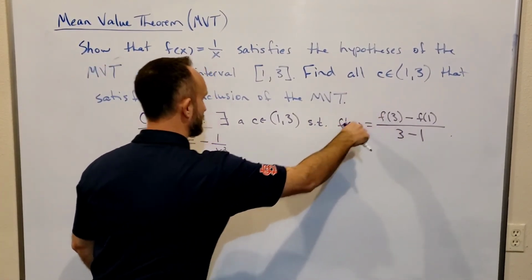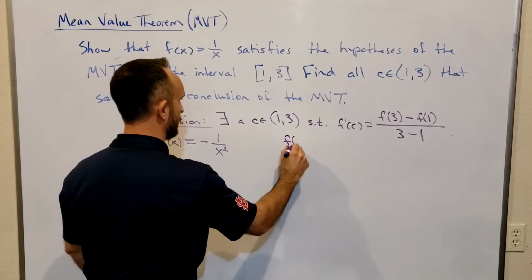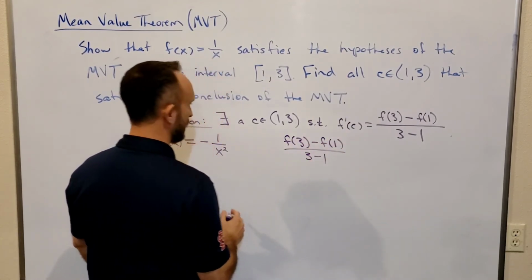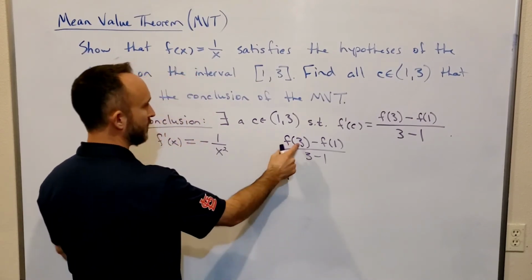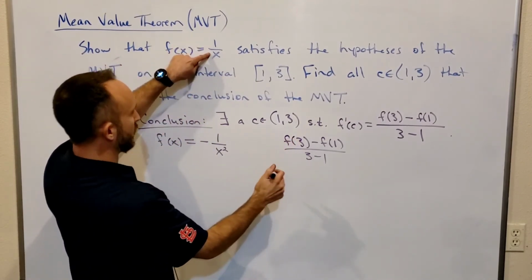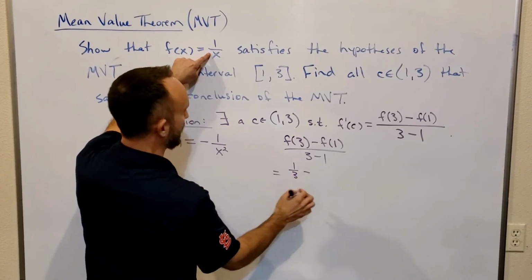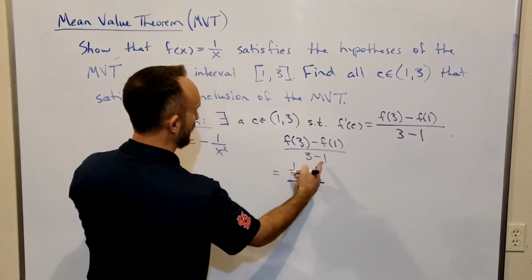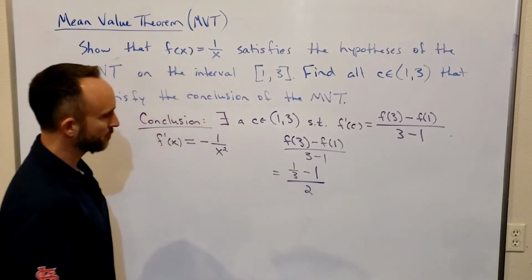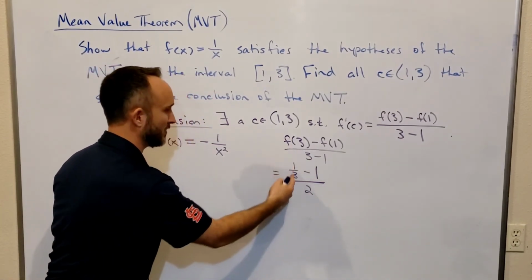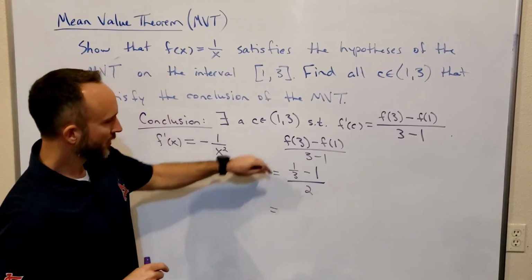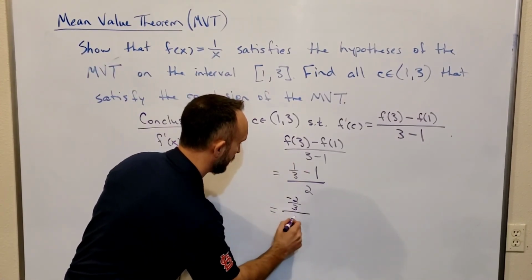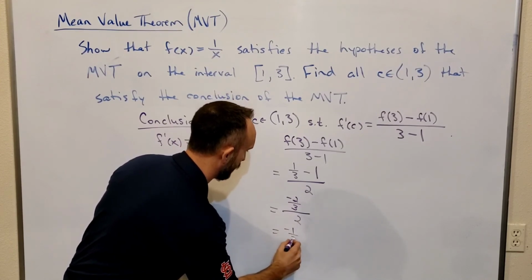And then the slope of the secant line, so we'll do that separately. That equals, well, f of 3 is 1 over 3, minus f of 1 is 1 over 1, which is 1, over 3 minus 1 is 2. So what is the slope of the secant line? Let's simplify this. 1/3 minus 1 is negative 2/3. Divided by 2 is negative 1/3.